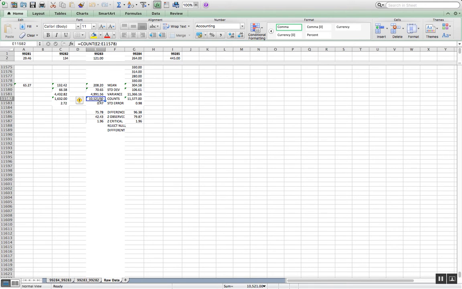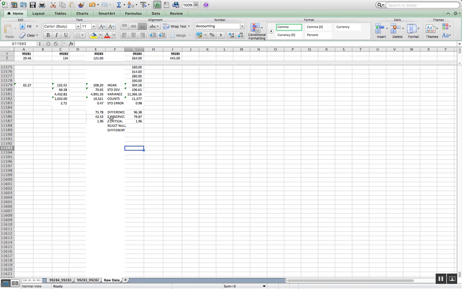The next row enters the formula equals count, and to count the number of cells between E2 and E11578. And here you can see there are 10,521 of them. And similarly, count G2 colon G11578. There are 11,577 entries for 99284.